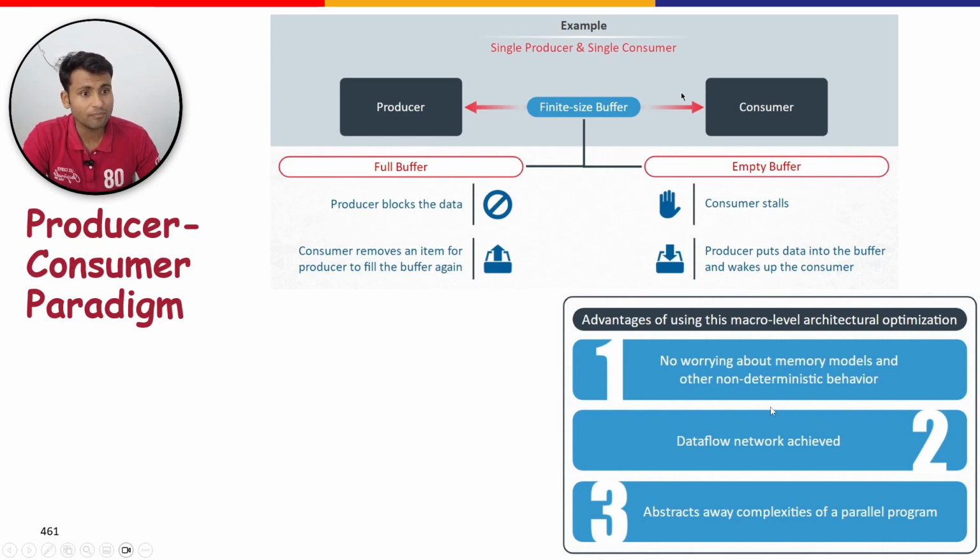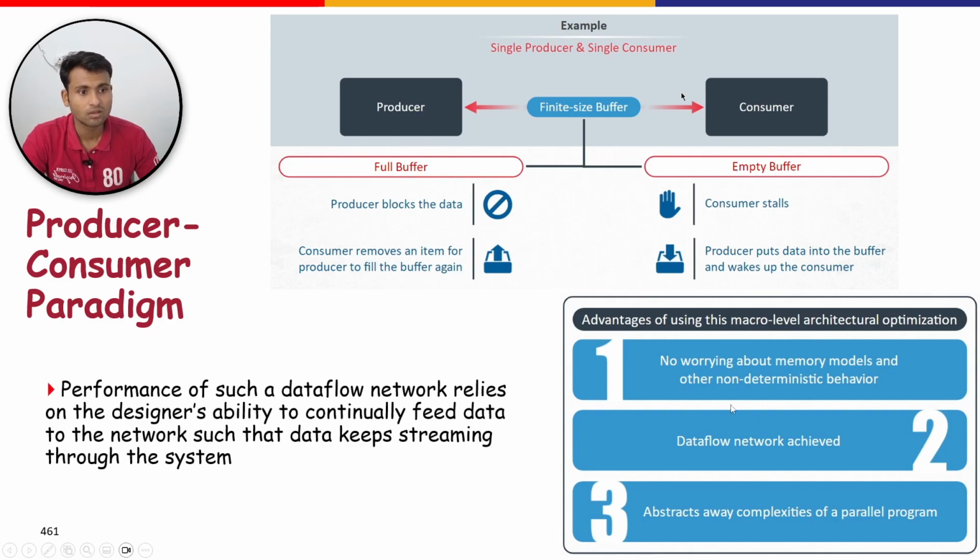Second, the type of network that is achieved here is purely a data flow network that accepts a stream of data on the input side and essentially does some processing on this stream of data and sends it out as a stream of data. Lastly, this type of macro level architectural optimization abstracts away complexities of a parallel program. The performance of such a data flow network relies on the designer's ability to continually feed data to the network such that data keeps streaming through the system.